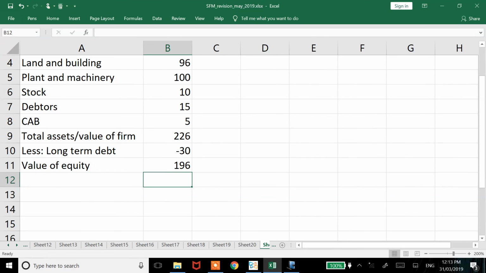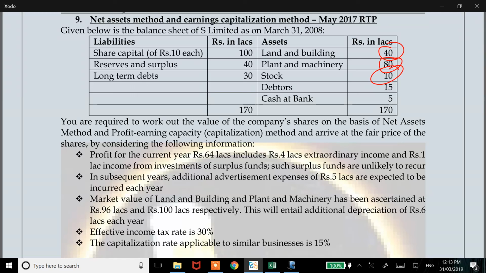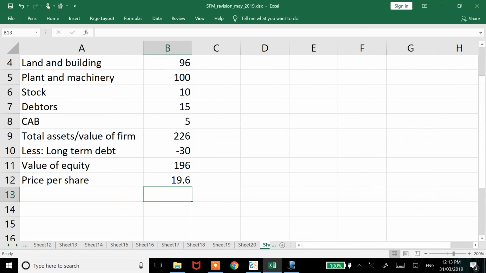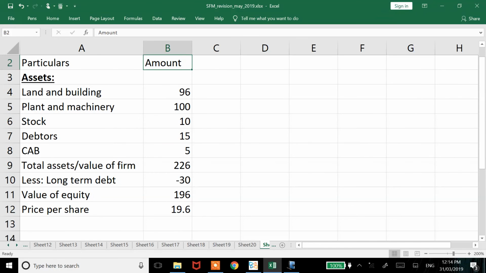Long-term debt is 30 lakhs. We can get the price per share by dividing it by the number of shares. Price per share: 196 by 10, 19.6. The price per share will become 19.6. Any doubts in this? This is based on net assets method. We have multiple methods of valuation. Net assets method says 19.6. Then valuation as per earnings capitalization method.